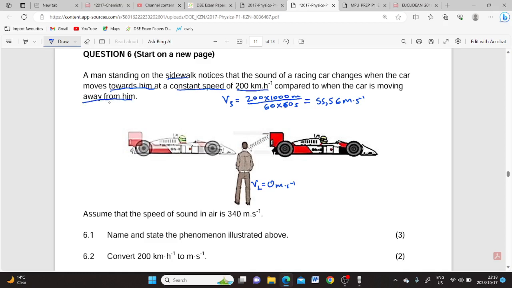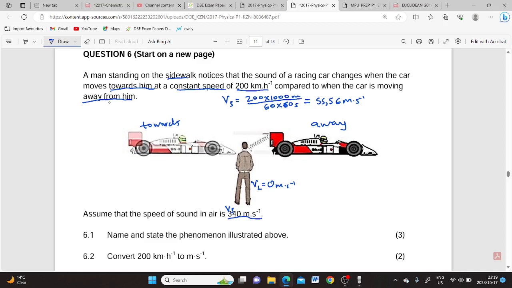So that is two things. That is moving towards, and then it means it's moving away from the constant listener. Assume that the speed of the sound in air is 340. So this is the speed of the sound here. Of course, you can pause the video and try the question yourself, and then see.